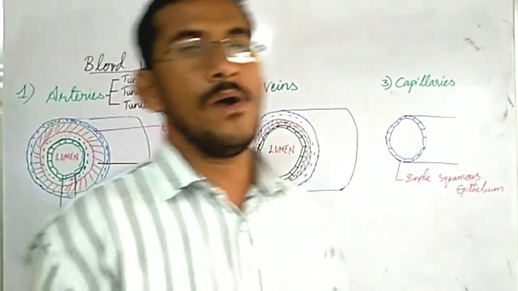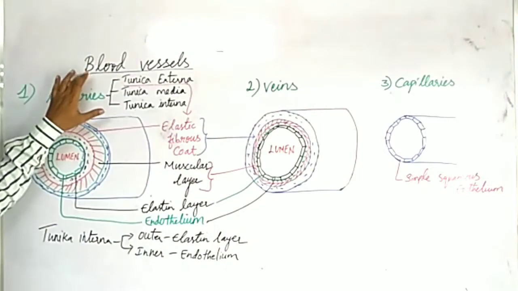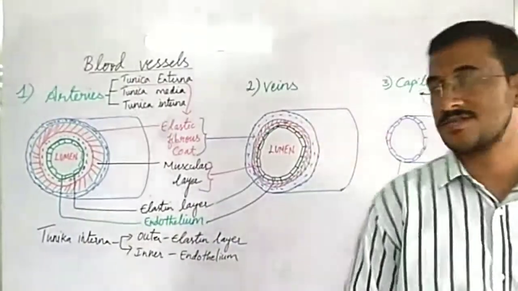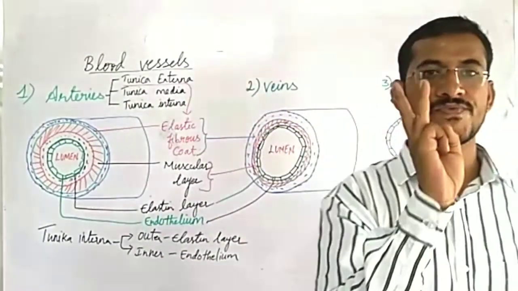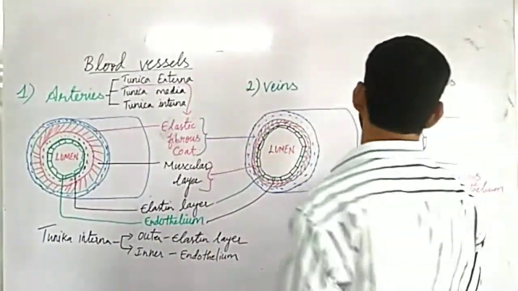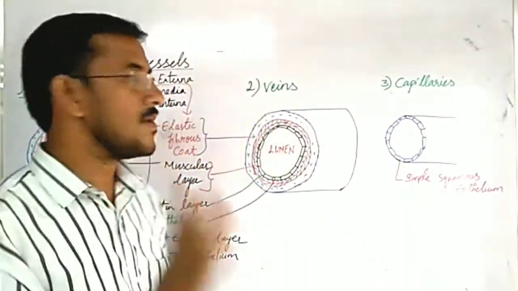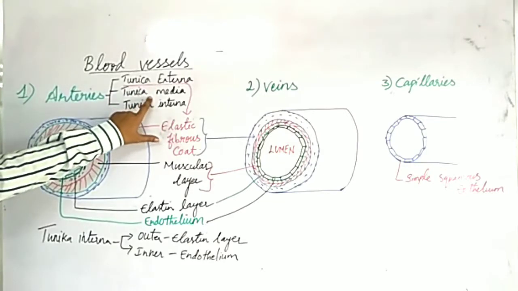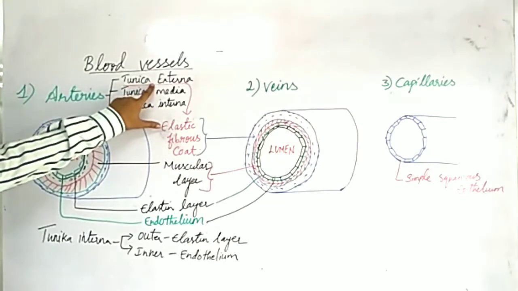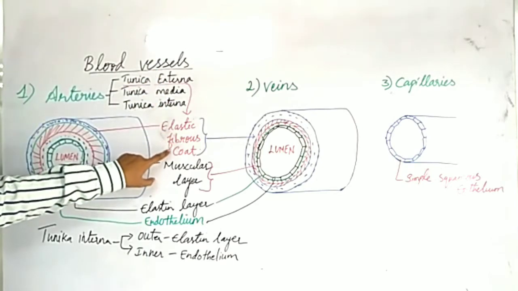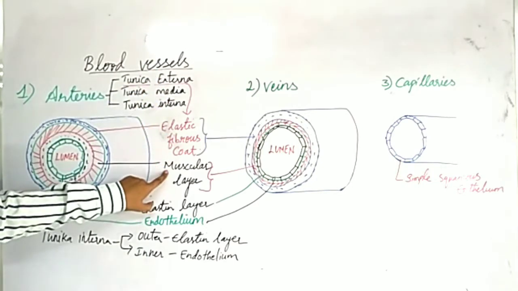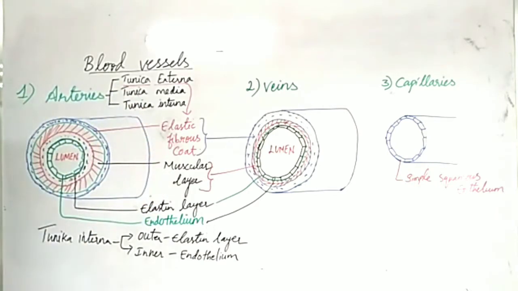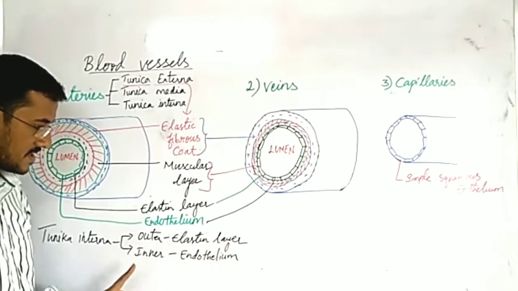Now, a quick review here. There are three types of blood vessels: arteries, veins, and capillaries. Arteries and veins are made up of three layers, whereas capillaries are made up of only one layer. So what are the three layers? Tunica externa, tunica media, tunica interna. Tunica externa is made up of elastin fibrous coat. Tunica media is a muscular layer, and tunica interna is further divided into two more layers: outer elastin layer and inner endothelium.